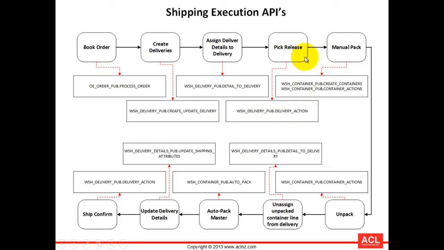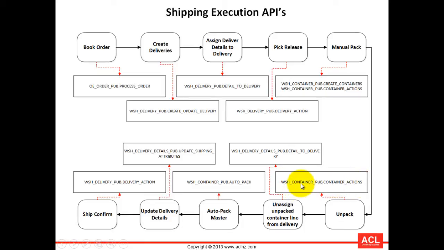Then the next step is you can run the pack program, wherein you pack your delivery or delivery lines into containers. And if you want to process that using APIs, you can use the public API called WSH container pub dot create containers and WSH container pub dot container actions. And once you have packed into the container, if you would like to unpack your deliveries from the containers, you can use the same public API for containers, but the package procedure is container actions for unpacking.